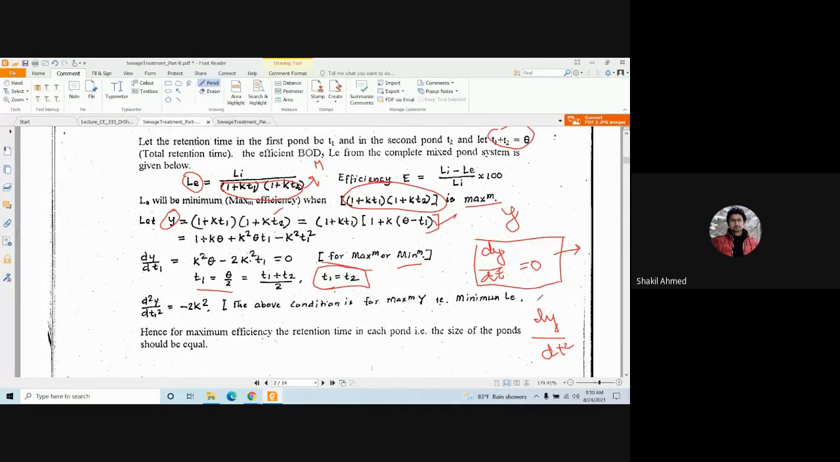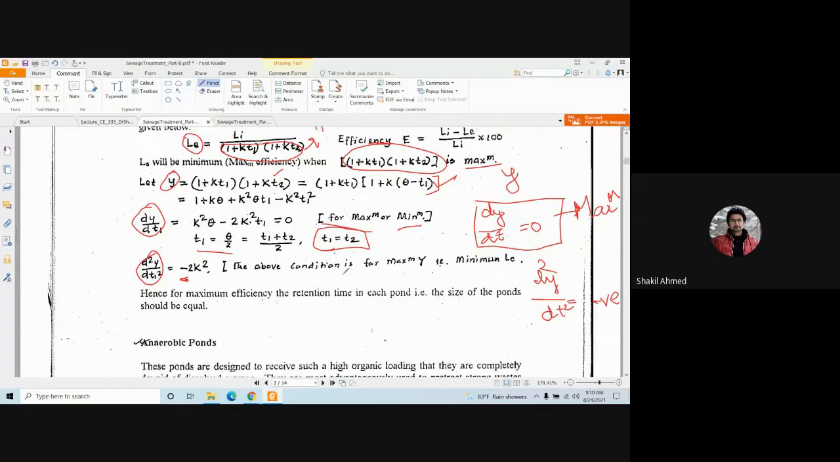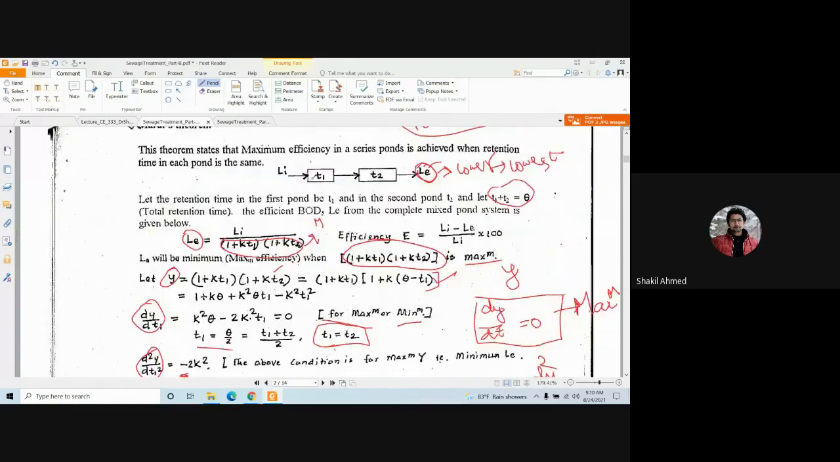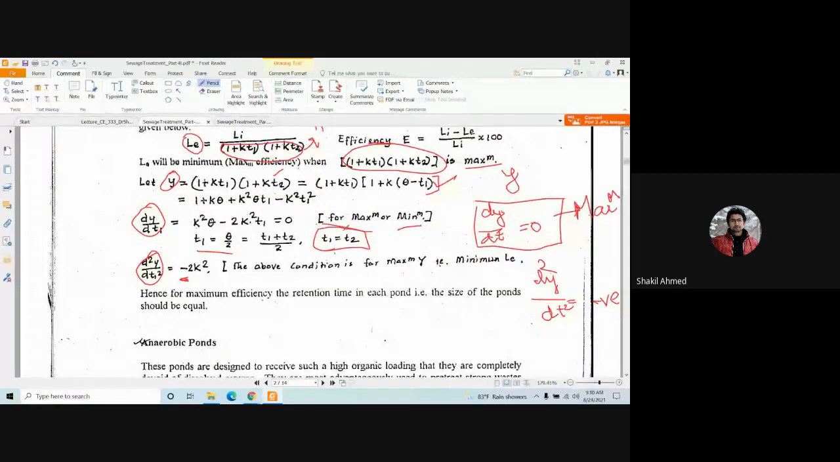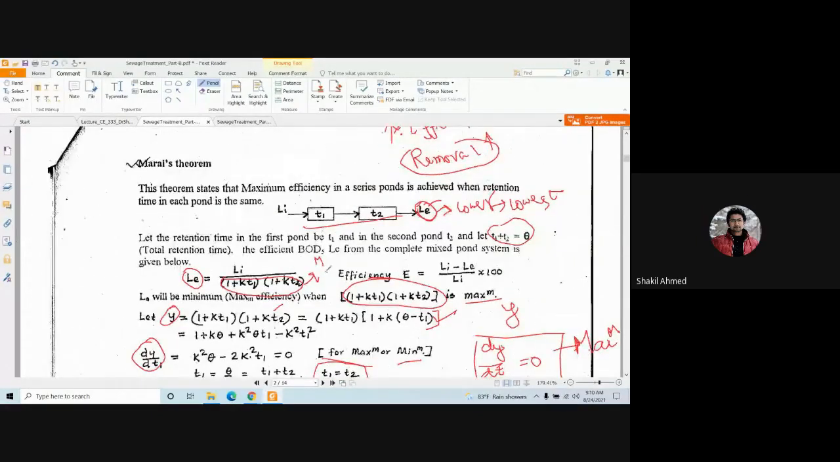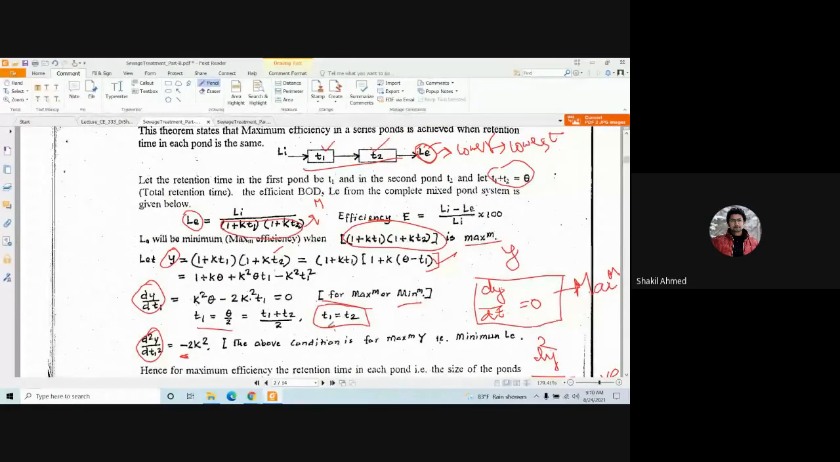And if this time the value is negative, then that means this is for maximum. So we are differentiating this again and we found that this is negative. That means this value is for maximum efficiency. It proves that in a series pond, maximum efficiency will be achieved when the detention time in each pond is the same. Did I make it clear?